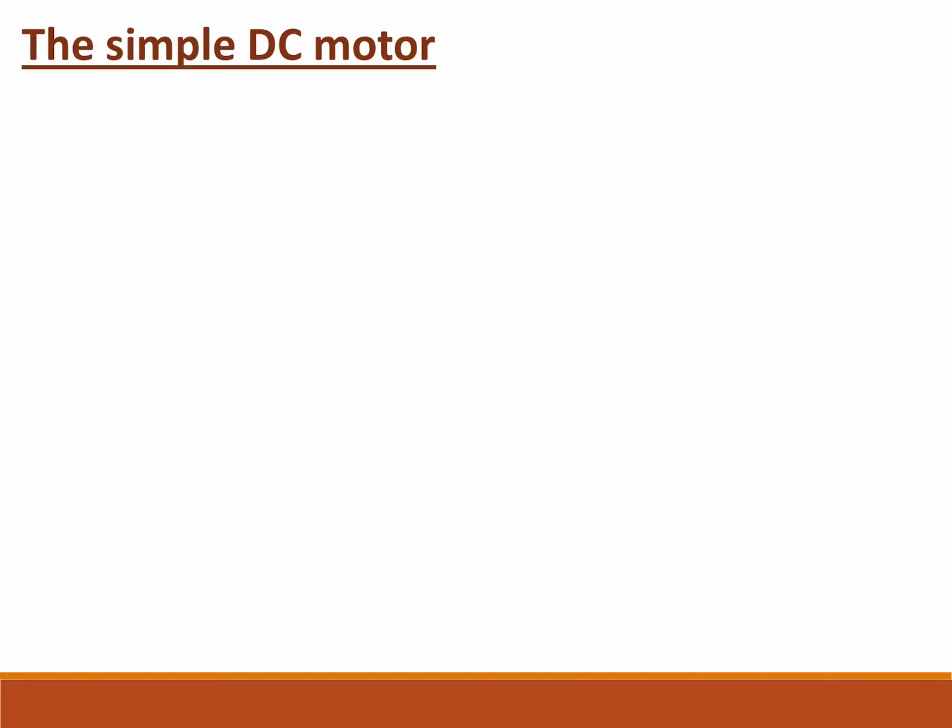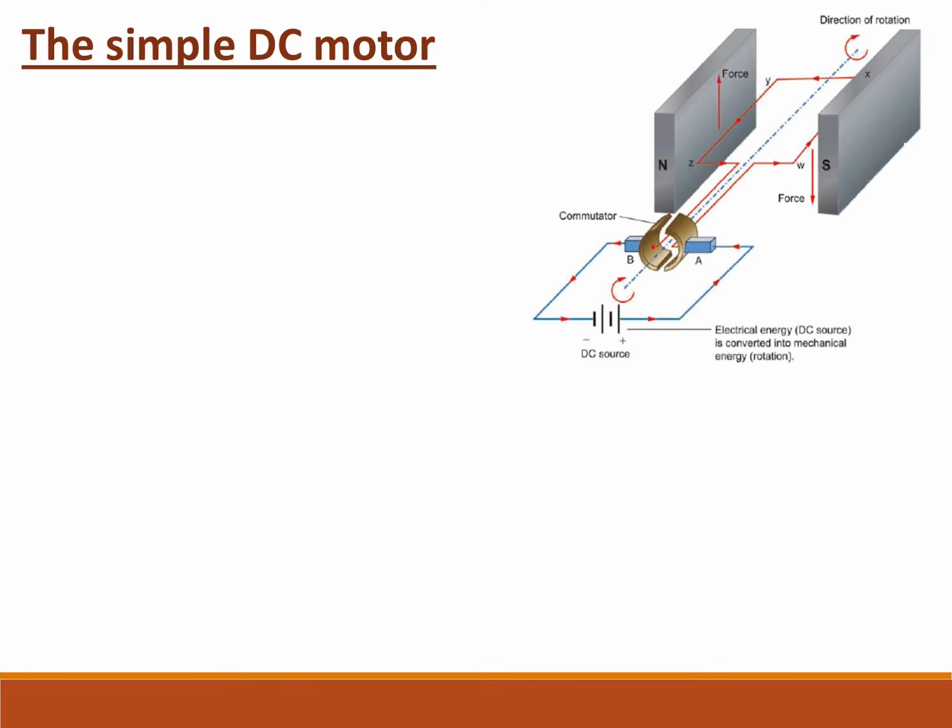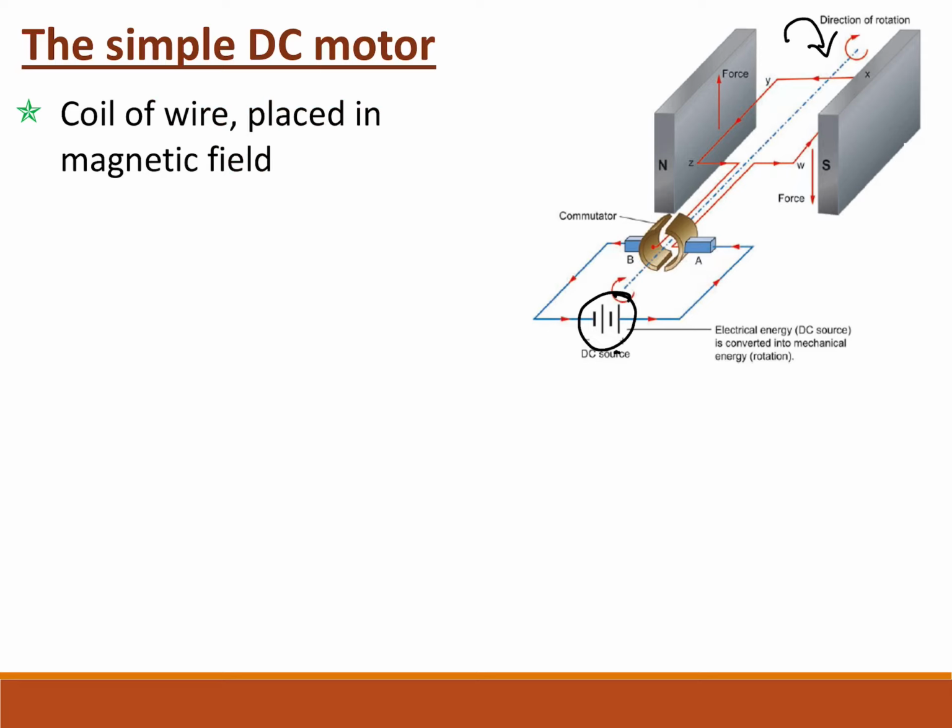Okay, so a simple DC motor means that you have a coil of wire, which now has a power source, and it's a DC motor, so we have a commutator. The power source creates a current inside my coil. That current then forces the coil to move, the coil of wire placed inside.